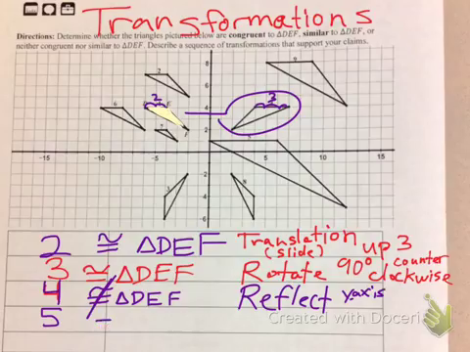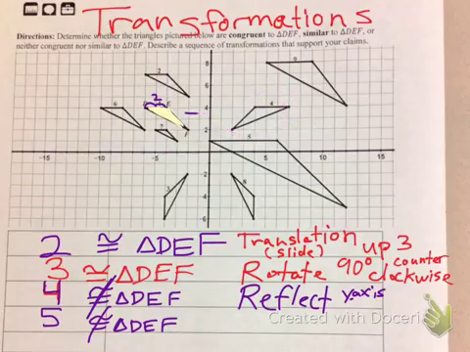Number 5. Is 5 congruent? No, 5 is not. Obviously not. It's huge, right? Congruent means they're equal, the exact same size and shape. So 2 and 5, you guys, are not congruent, but are they similar?